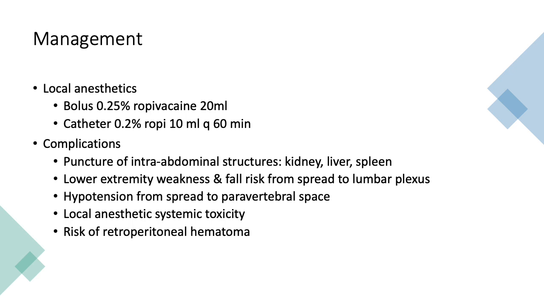Much of the data regarding quadratus lumborum blocks is case reports and small studies. The potential complications include injury to nearby structures, such as puncture of the intra-abdominal structures. There's potential spread to the lumbar plexus, causing lower extremity weakness and risk of falls. Possible hypotension from spread to the paravertebral space, and local anesthetic systemic toxicity from uptake from the highly vascularized fascial planes. There's also a risk of retroperitoneal hematoma from passing the needle deep within the muscles.